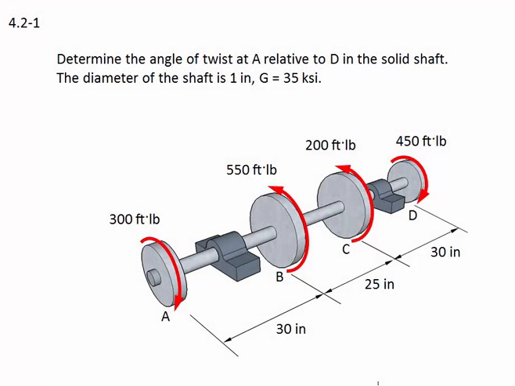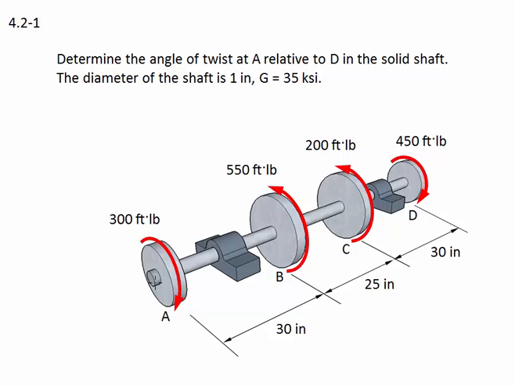Problem 4.2-1. The problem statement reads, determine the angle of twist at A relative to D in the solid shaft. The diameter of the shaft is 1 inch. The modulus of rigidity, or shear modulus, G is equal to 35 ksi.